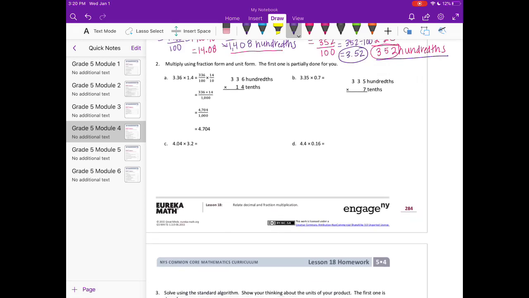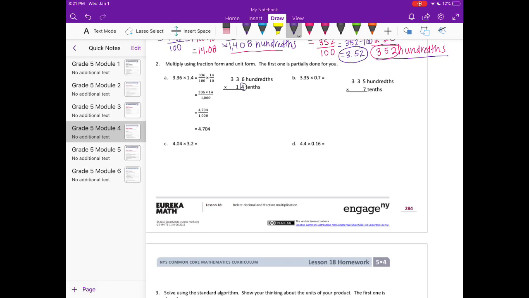Number 2. Multiply using fraction form and unit form. The first one is partially done for you. So they did everything except the algorithm. So let's multiply. We have 336 hundredths times 14 tenths.